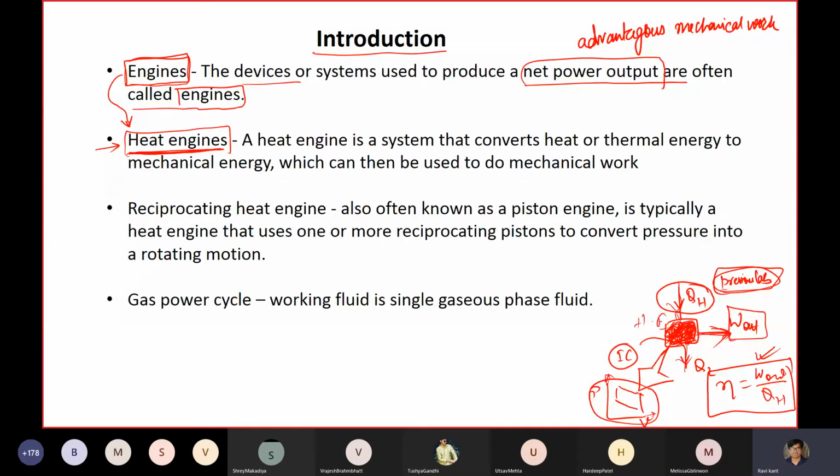The formal definition of a heat engine is that a heat engine is a system that converts heat or thermal energy to mechanical energy. It means you take advantage of some sort of input.